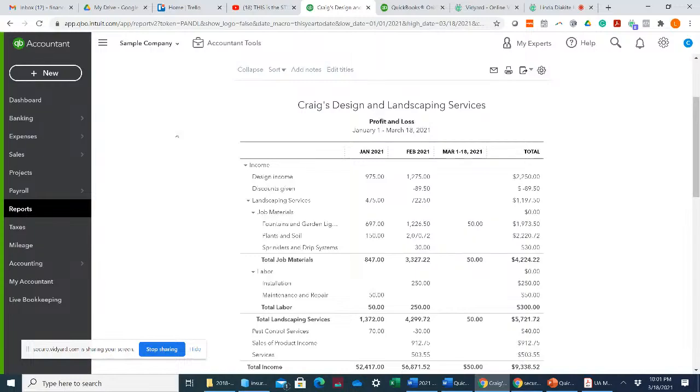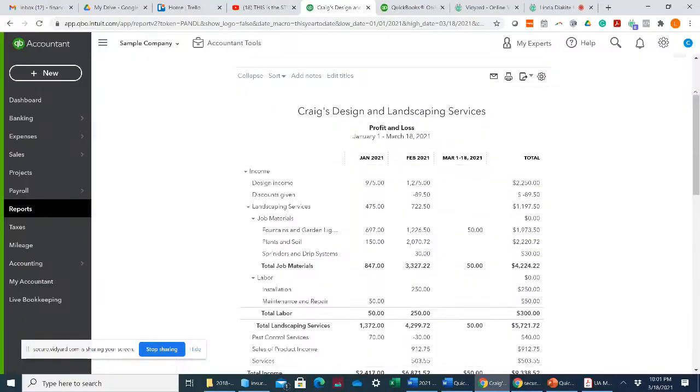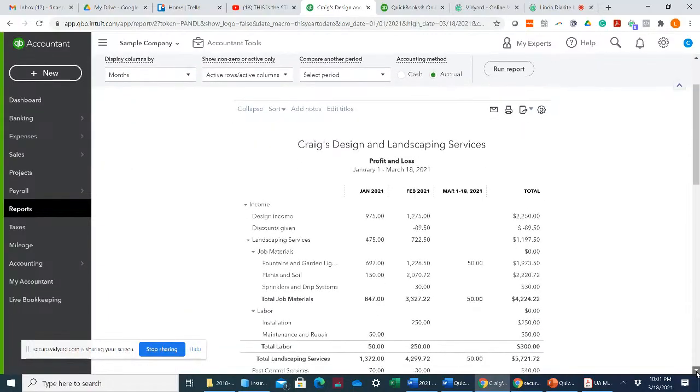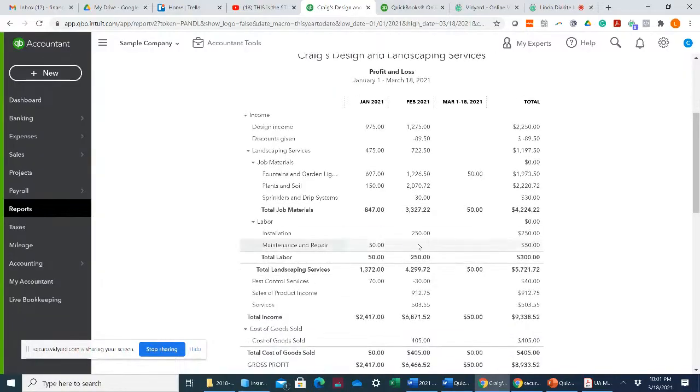And what I mean by the month, because you can actually look at it by trend. So as you can see here, sorry, let me go back. I didn't explain what I did. So I just went to display columns by, and then just selected month. And QuickBooks now will show me the profit and loss statement by month. So this is very good information.